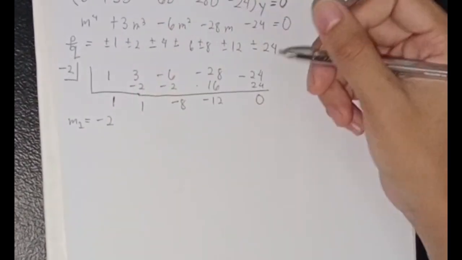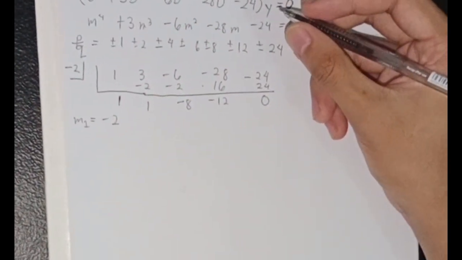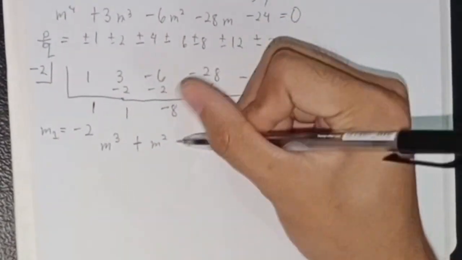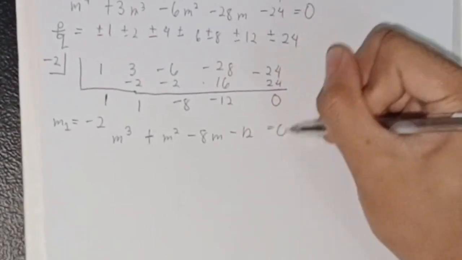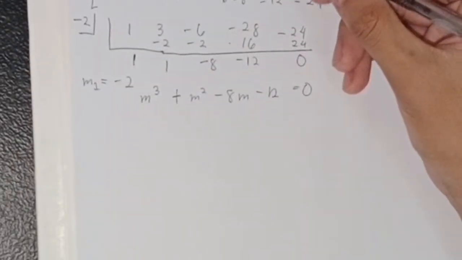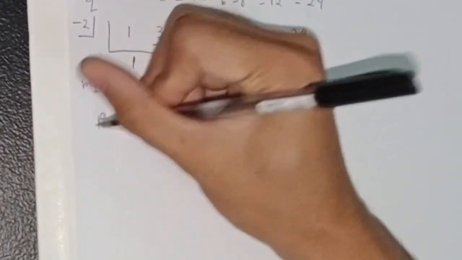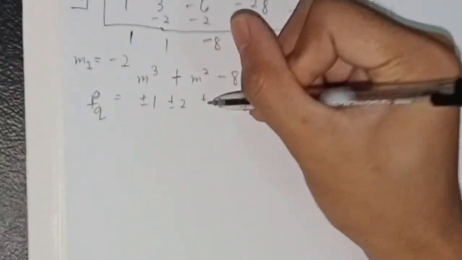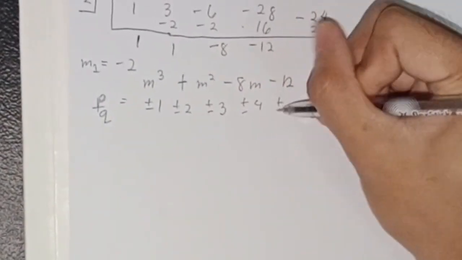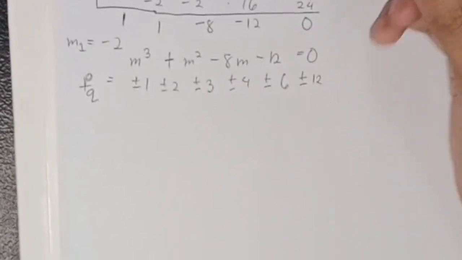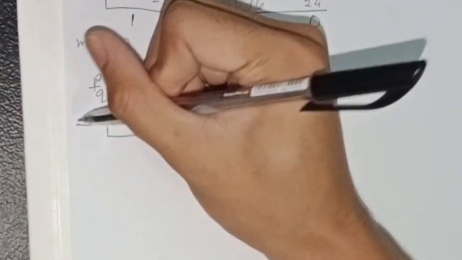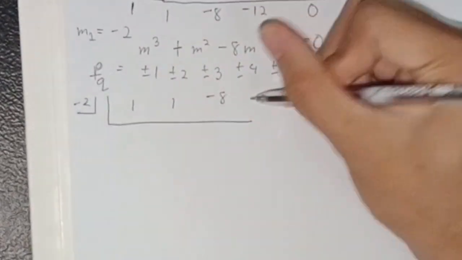The answer of our synthetic division will be an equation with reduced order. That will be m cubed plus m squared minus 8m minus 12 is equal to 0. Let's find the roots of this equation. Just like before, p over q. The multiples of negative 12 will be positive negative 1, positive negative 2, positive negative 3, positive negative 4, positive negative 6, and positive negative 12. So I will use negative 2 again as our divisor. Just copy the coefficients of our equation: 1, 1, negative 8, and negative 12.